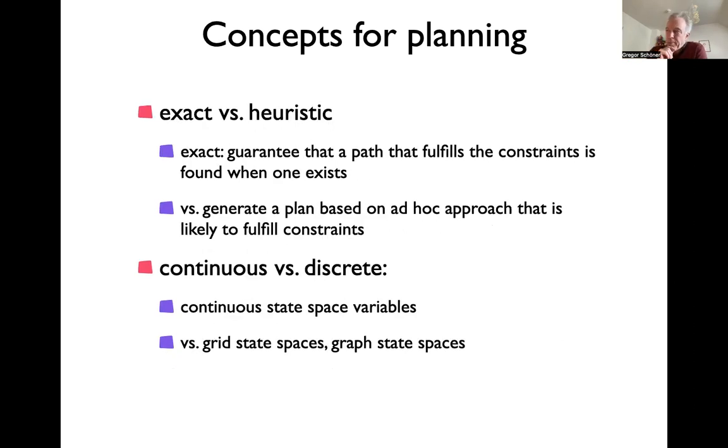Another pair of concepts that's often used is to talk about exact versus heuristic approaches. Exact approaches would be ones for which you have some mathematical guarantee that a plan will be generated when one is possible that does fulfill the constraints. While heuristic would mean that it is a plan that is based on some hypothesis, some ad hoc method, and it is likely to fulfill the constraints, but it isn't really guaranteed.